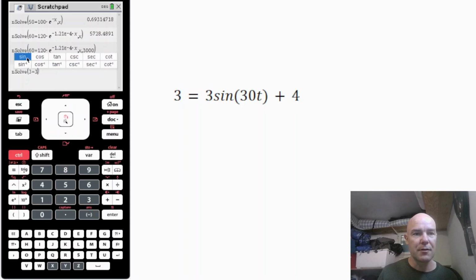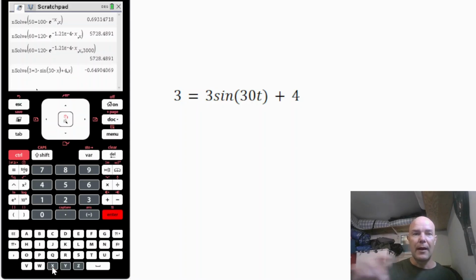We have the sine function, and then we have 30 times x, plus 4, and at the end again we will add dot x. Now if I solve this equation, it will find the solution that is closest to 0, and it's a negative value. In this question in the IB finals, x, or you can see it's t here, it's time, and we don't have negative times. So this answer to this equation makes no sense in the context of the question.